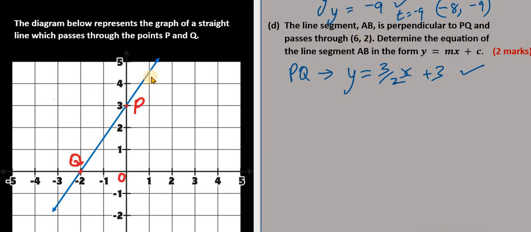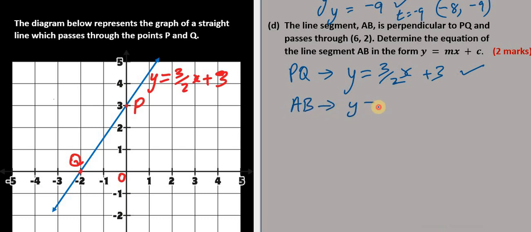And the equation we found for it was what again? We figured out that it's y equals 3/2 x plus 3, because it hit the y-axis at 3, so this would be 3 here. That's the line segment PQ, and that's the equation for it. Now we have some line segment AB, and we're trying to figure out what its equation is.